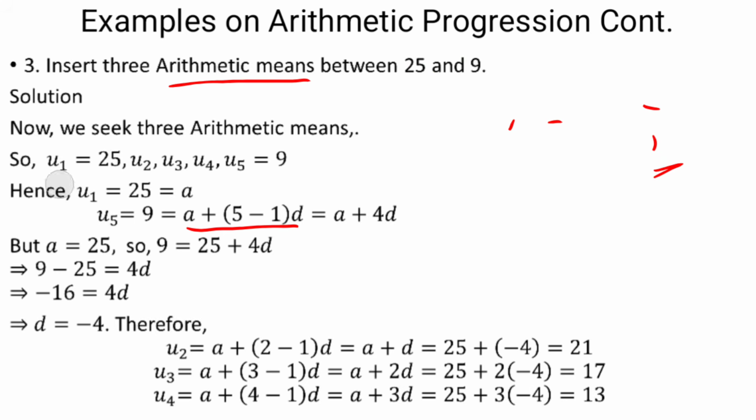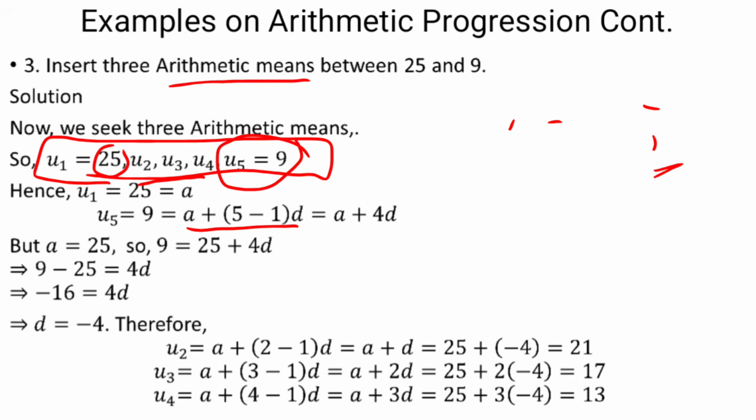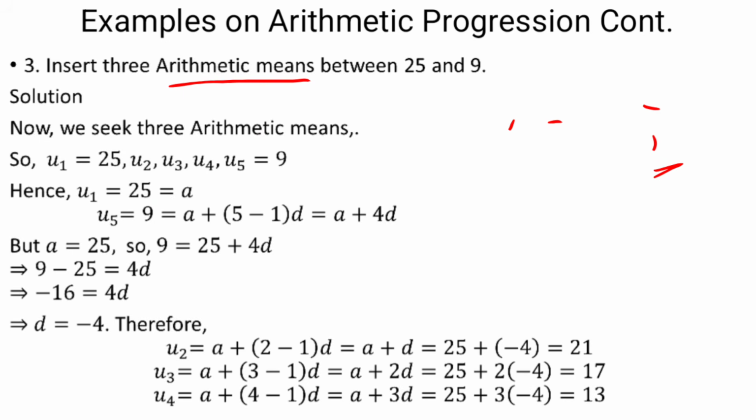So you can see right here, everything is nicely written here. So the first term is 25. In between, there are 3 arithmetic means, which we need to find. And there's the last term, which is U5. So there are 5 terms in all, right? That's why we have U5 here. And then we have 9 here.